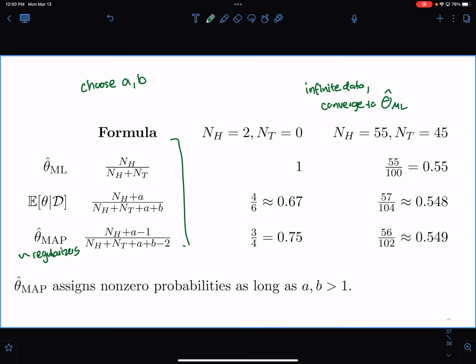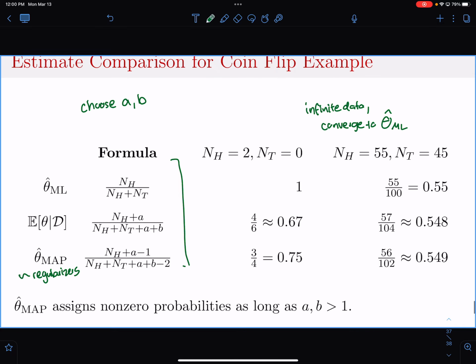So I guess one special case of priors is if you choose A equals B equals 1, that's sometimes called the Laplace prior. And it's basically assuming that you just have one observation of everything you've seen so far, and maybe that's a good default choice. So we have a special name for it.